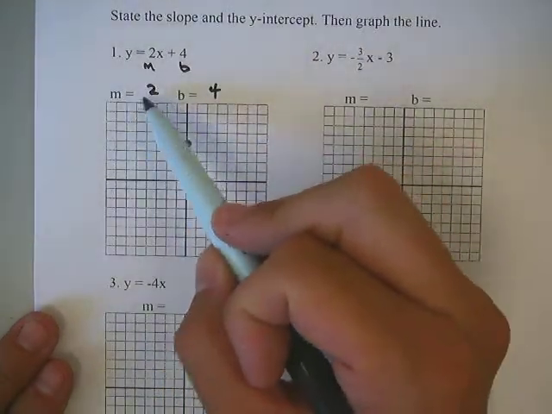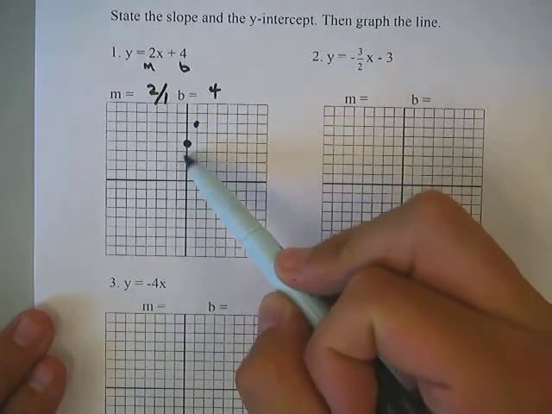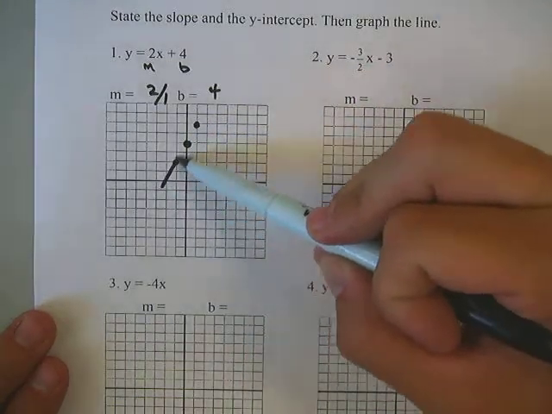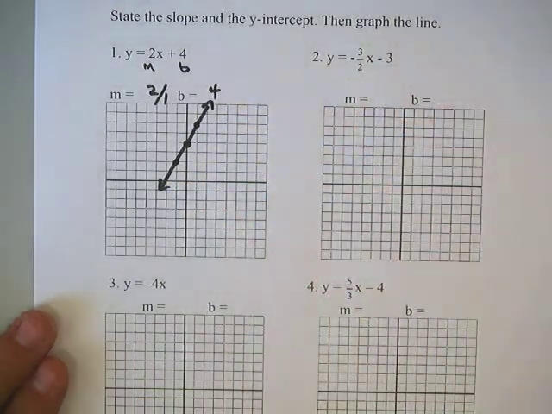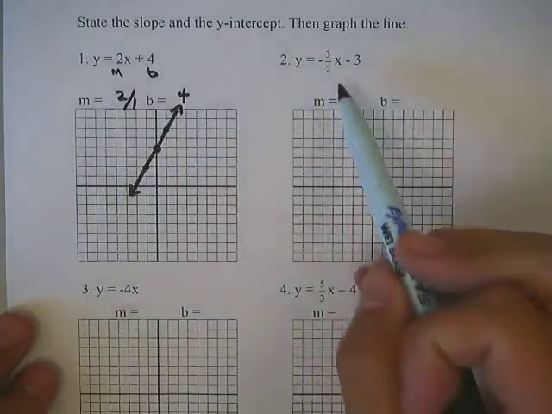And then I use my slope. Now it's 2, so I'd make that 2 over 1, and I go up 2 to the right 1. Or I could have gone down 2 to the left 1. Makes no difference. And there you go. I'd draw my line. Hopefully that makes sense. Let's take a look at the next one.